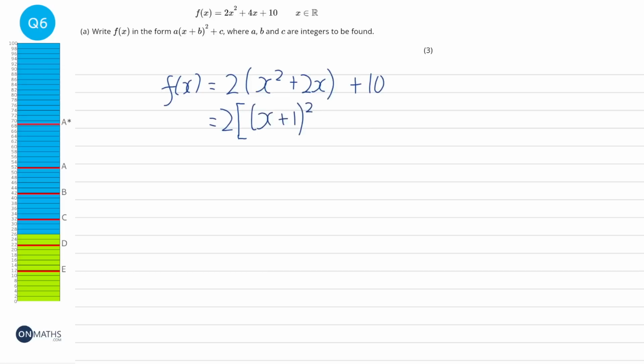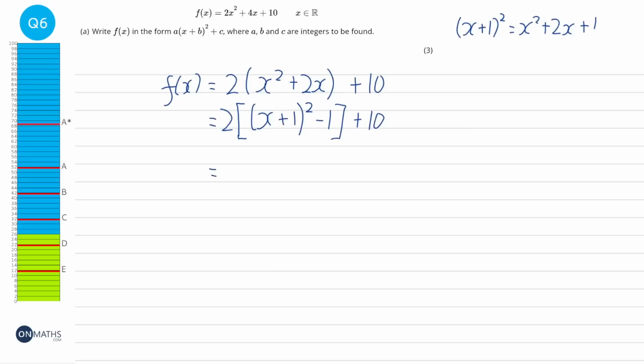Now, when we expand x plus 1 squared, which we'll do quickly up here, we're going to have x squared, perfect. We're going to have 1x plus 1x, which is 2x, perfect. But then we're going to have this horrible plus 1 at the end. We don't want that. So what we need to do is get rid of it, and the way of getting rid of it is we're going to subtract 1. And then we're going to plus the 10, which was there before.